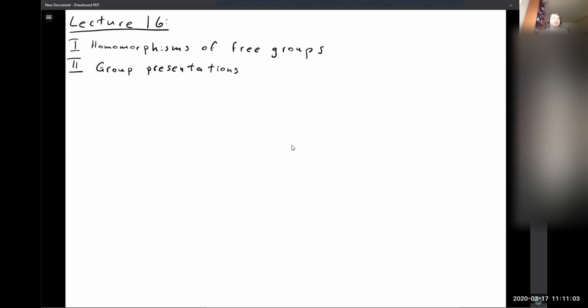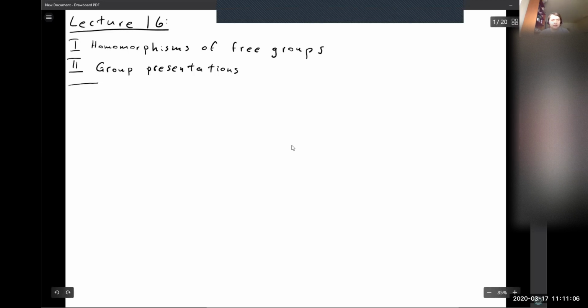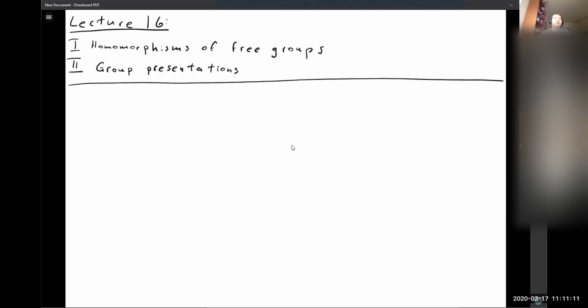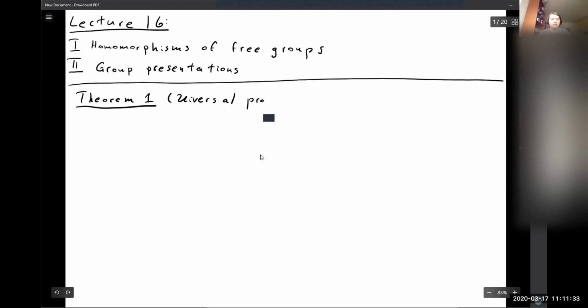Okay, so let's start with the first part, and let's start by formulating the most important theorem about the homomorphisms of free groups. So that will be theorem 1. And this is the so-called universal property of free groups.